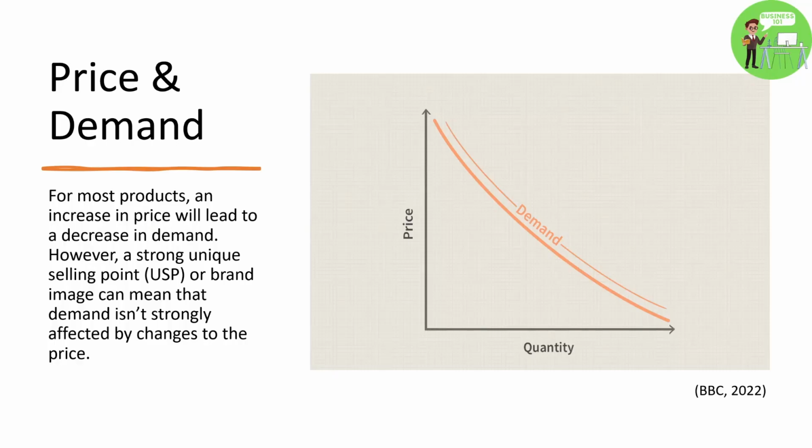Price and demand. So for most products, an increase in price will lead to a decrease in demand. However, a strong unique selling point, otherwise known as USP, or brand image, can mean that demand isn't strongly affected by changes to the price. And this isn't always the case.